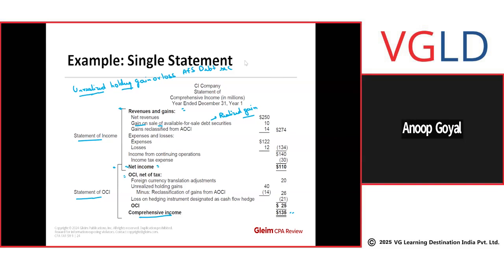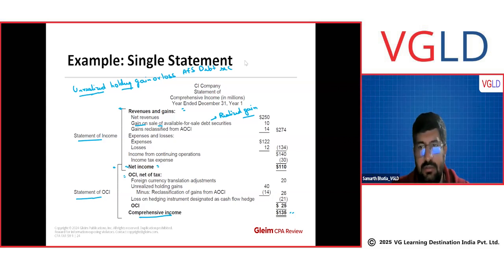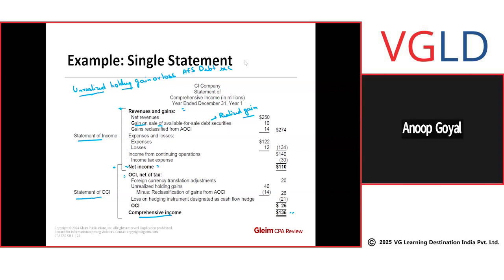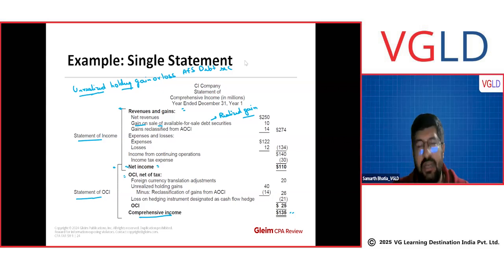Yes. One more point. Is this only presentation, or are we posting entries in the books of accounts for this OCI? So say for example, no journal entry will be recorded. So it is presentation only. Journal entry will be recorded, but not for every transaction. Just like we record the journal entry for unrealized holding gain and loss on AFS debt securities.